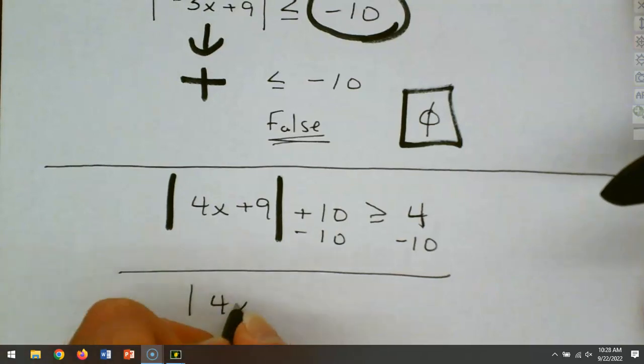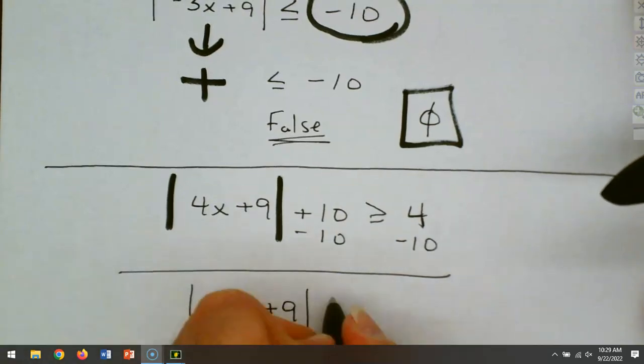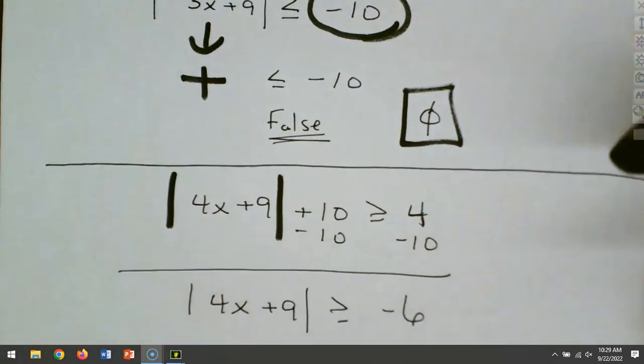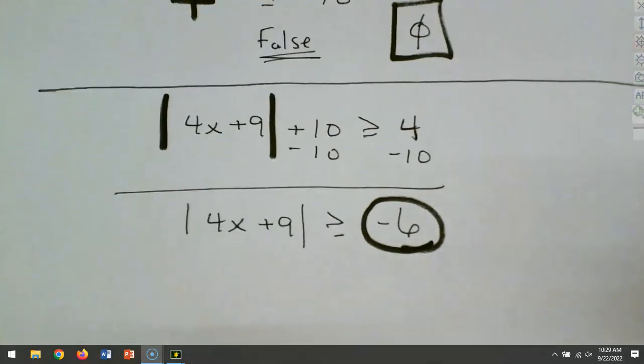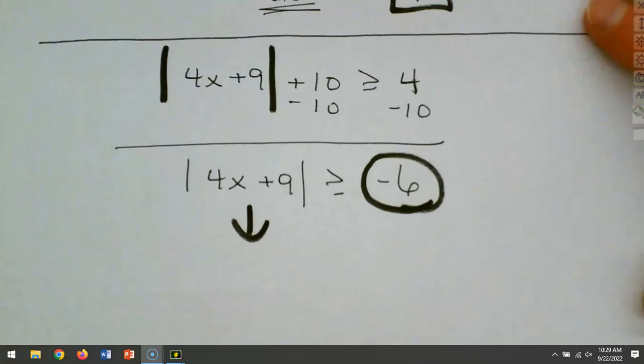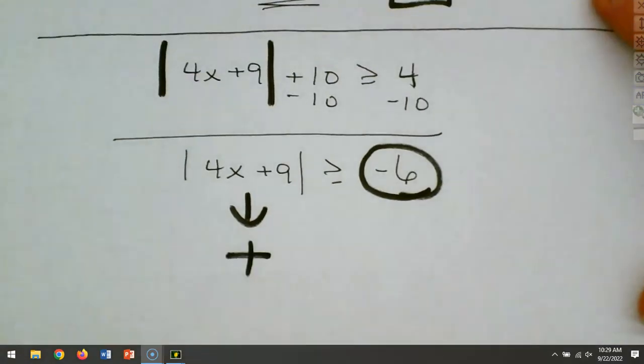Now we look and we see what we've got. And when I move that 10 over, now it becomes a negative 6. And now we can look at it as either being true or false. Whenever the right-hand side is negative, when you start to work with these, it's either true or false. Everything or nothing. So what do we know about an absolute value? Positive or zero. So we're going to assume positive.